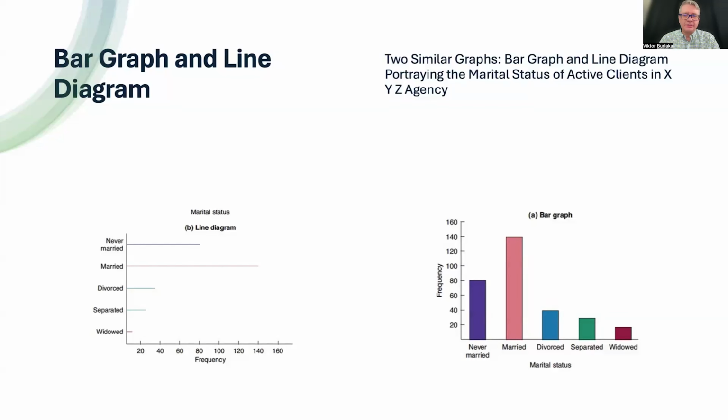This slide compares a bar graph and a line diagram, both of them showing marital status of active clients at XYZ agency. The bar graph highlights frequencies with distinct bars, making comparisons straightforward. The line diagram uses lines that run horizontally, parallel to the x-axis. Bar graphs and line diagrams can be used interchangeably.